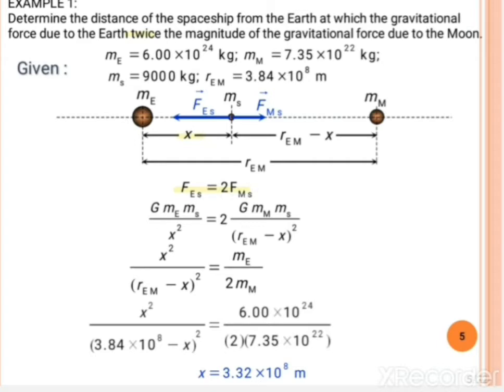due to the Moon on the spaceship. So we replace this concept with the formula. The formula is G mass Earth mass spaceship over x square equal to 2 G mass Moon mass spaceship over r Earth Moon minus x square. Then when we substitute the values given, you get the answer. The distance between Earth and spaceship, x, is 3.32 times 10 power of 8 meter.